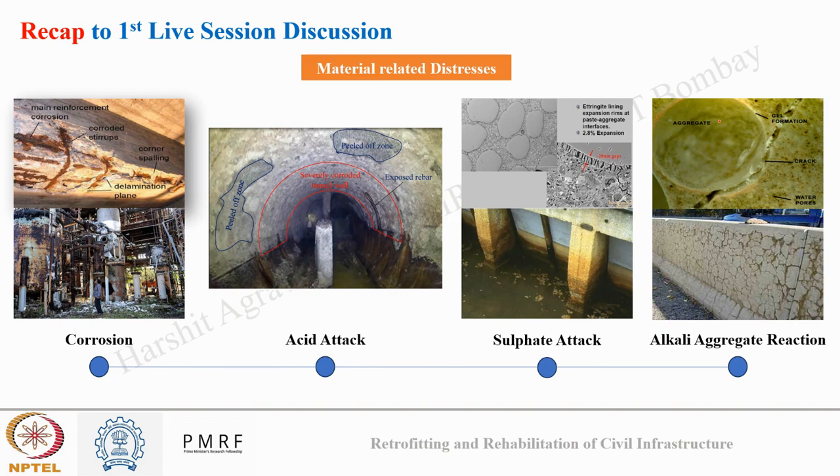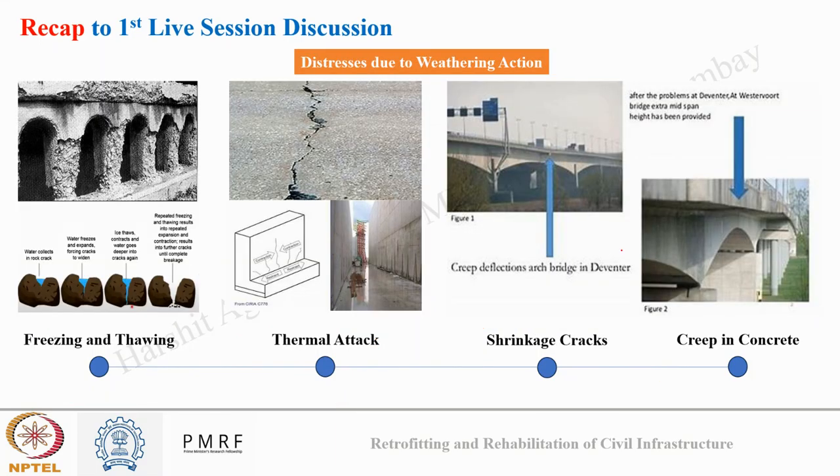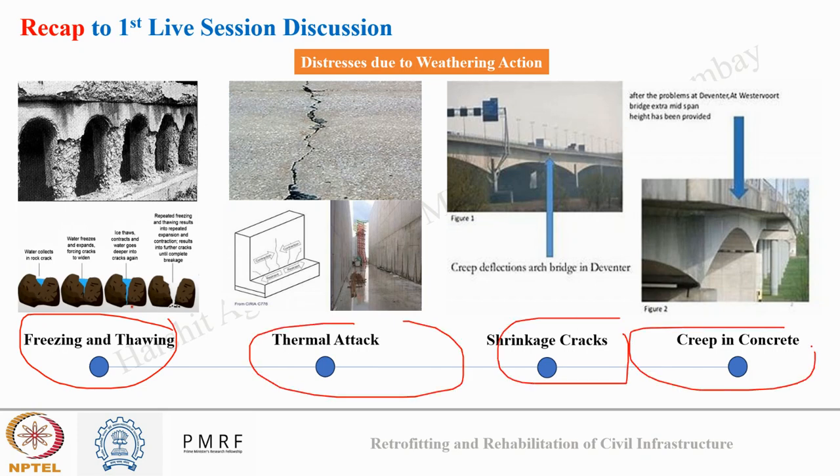So these slides show you a brief overview of material related distresses. First was corrosion, then acid attack, then sulfate attack, and alkali aggregate reaction. And these are weathering actions: freezing, thawing, thermal attack, shrinkage, and creep.